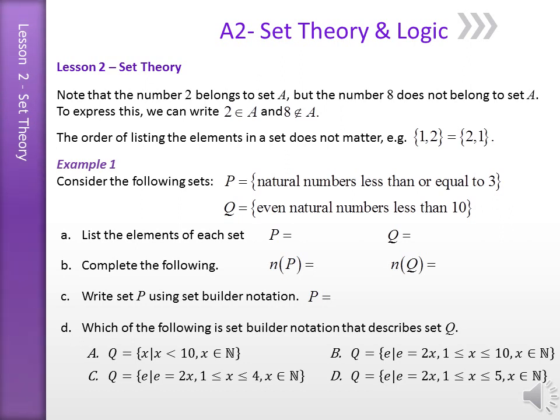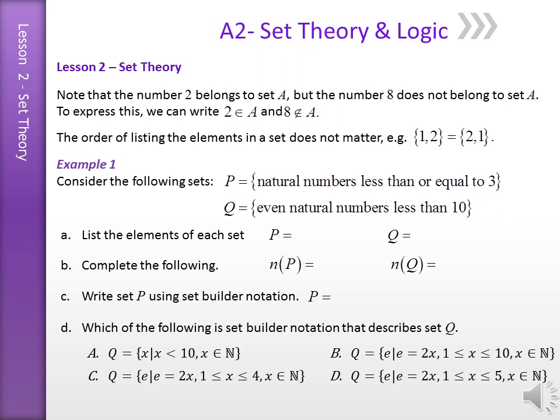Just want to add a note that if the number 2 belongs to set A, but the number 8 does not belong to set A, we could express this by writing 2 is a member of A, that's that funny little E symbol, and we could also use 8 is not a member of A, and that is that E symbol with a slash through it. Also, the order of the listing of elements does not matter, so the set of 1 and 2 would be the same as the set of 2 and 1.